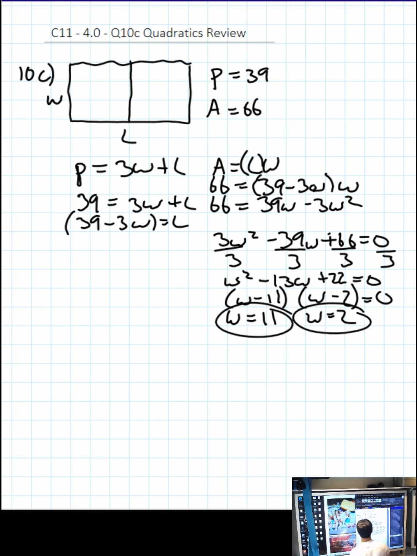And then let's take those answers and substitute them into the equation off to the left. So L equals 39 minus 3 times 11, which equals 6. L equals 6.